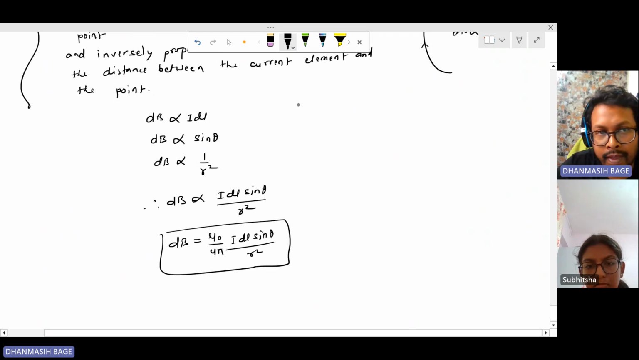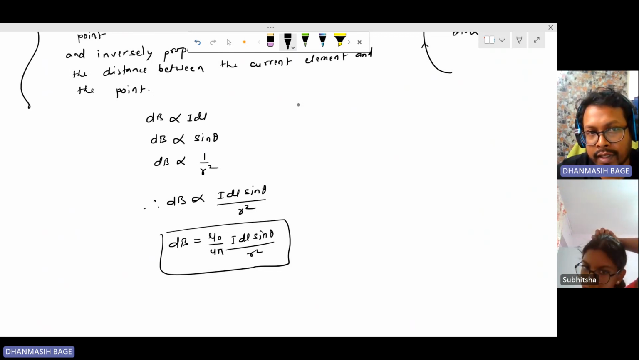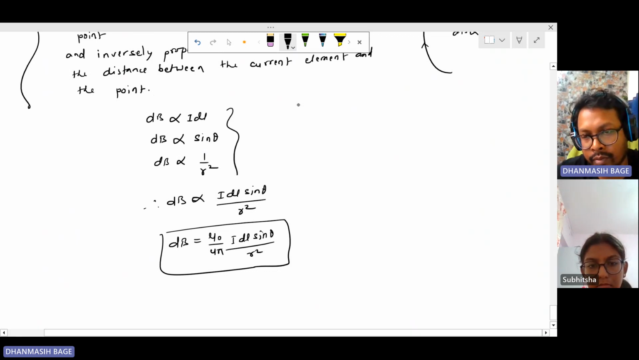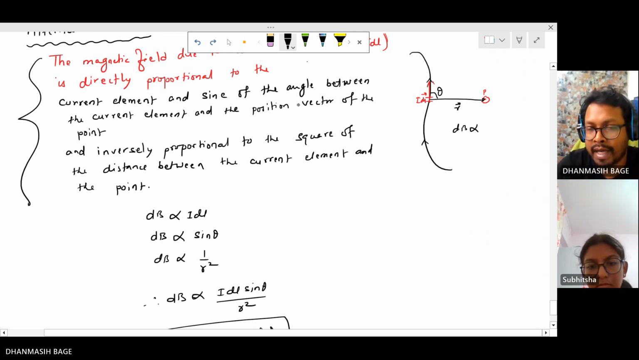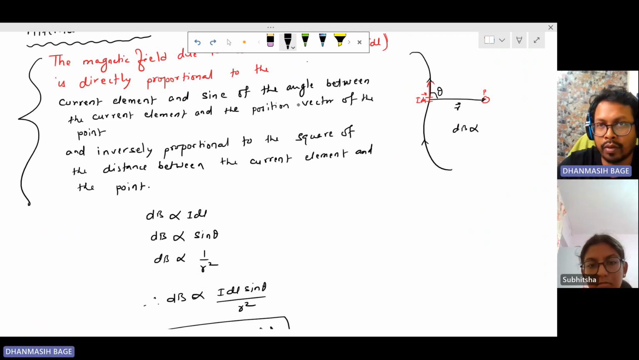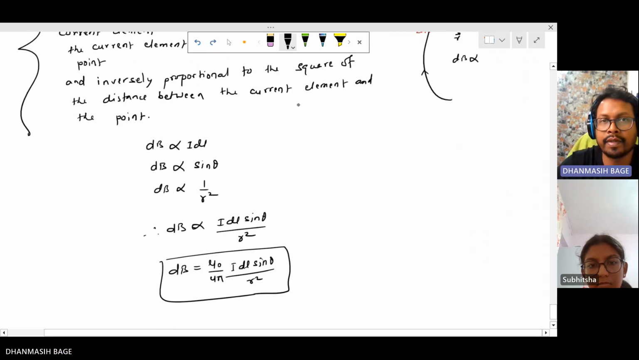You can easily remember these things. Magnetic field is directly proportional to the current element, directly proportional to sine of the angle between the current element and the position vector, and inversely proportional to the distance between the current element and the point. These are the three things you have to remember. Magnetic field is inversely proportional to the square of the distance. What does that mean? As the distance increases, magnetic field decreases, just like electric field, inversely as the square of the distance. So it follows the inverse square law. Magnetic field obeys the inverse square law.